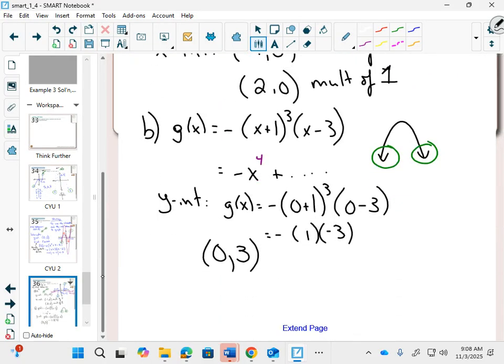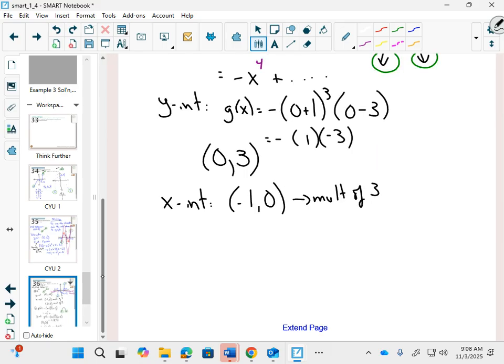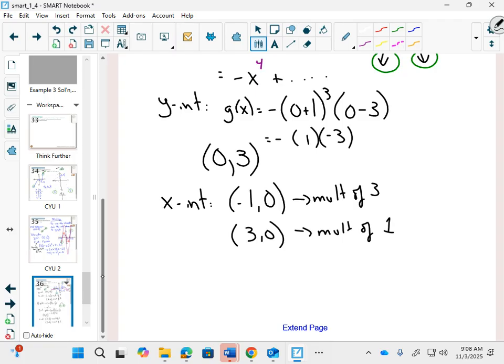Okay, so I've got my y-intercept. My x-intercepts, and this is where it's nice because it's already factored. We have, from the first factor, negative 1 comma 0, it would have a multiplicity of 3. And we have 3 comma 0 with a multiplicity of 1.